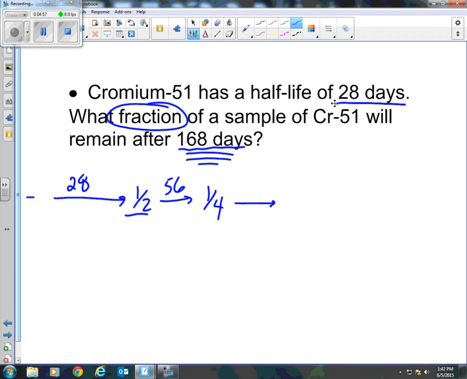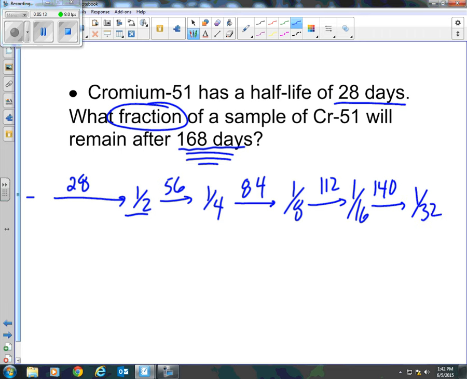So I put the time elapsed over here on the arrow, and I keep doing this: 1/8, and over here would be 1/16. And another half-life would go by, which gives me 140, and that'd be 1/32. I've run out of room, so I'll do it here at the bottom, and then one more half-life goes by, and that would be my 168, and there's my answer, 1/64.